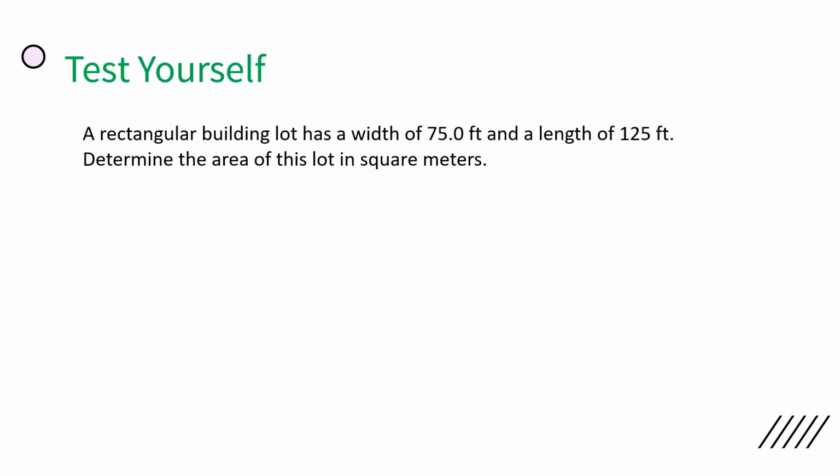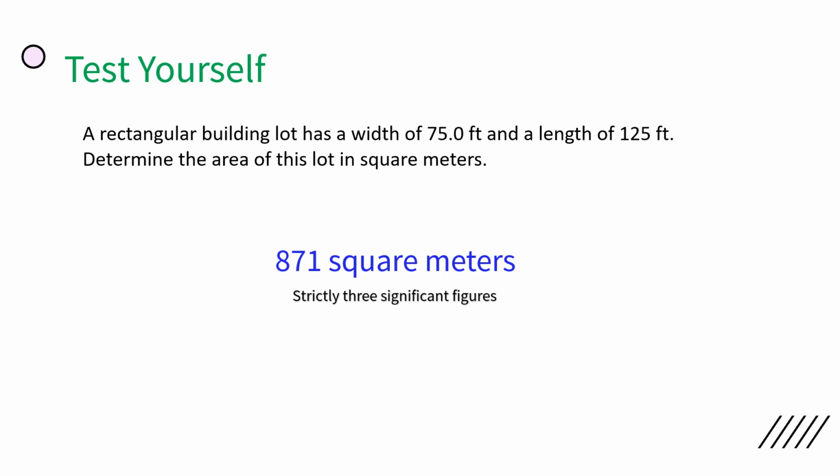So here is a problem that you can work on to test your understanding. A rectangular building lot has a width of 75 feet and a length of 125 feet. Determine the area of this lot in square meters. Okay, the correct answer is 871 square meters, which is given strictly in three significant figures.